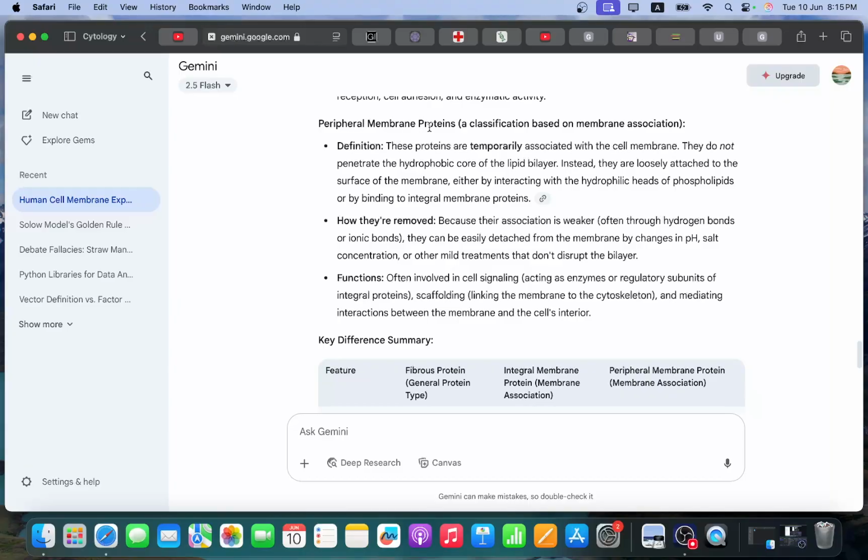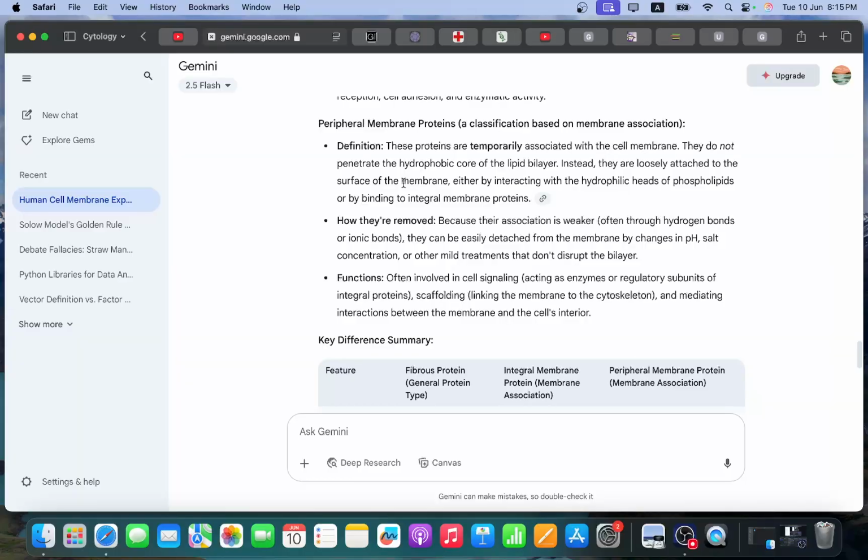Peripheral membrane proteins, a classification based on membrane association. Definition: these proteins are temporarily associated with the cell membrane. They do not penetrate the hydrophobic core of the lipid bilayer. Instead, they are loosely attached to the surface of the membrane. So, okay, the distinction is that one particular set of, oh no, not lipids, but proteins, one particular set of proteins interacts directly within the cell membrane lipid chain. So it basically interacts with the hydrophobic lipid layers, like the two strands.